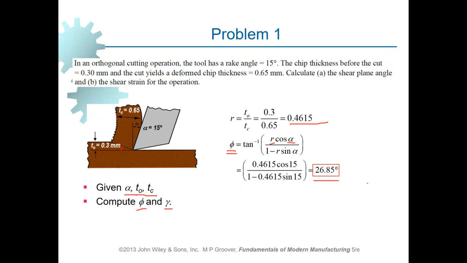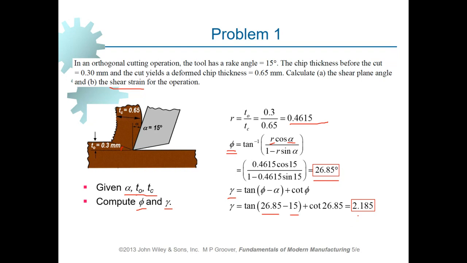So that comes to 26.85. And then the last thing that we've got to compute is the shear strain. Again, we take the equation from the equation sheet for the shear strain, and substituting the values of phi and alpha, which are both available now, we compute the value, which is 2.185. So we take note of what we have obtained: a shear plane angle of 26.85 and a strain of 2.185 from this problem. Are there any questions?